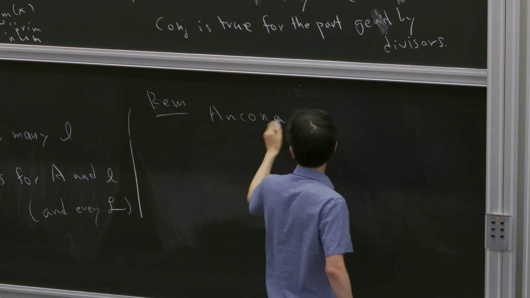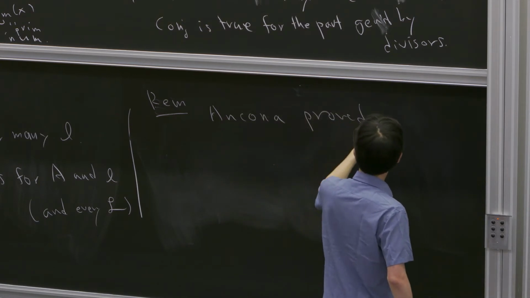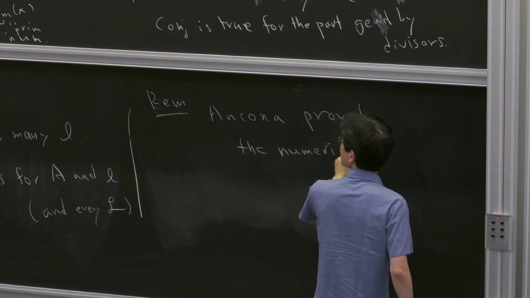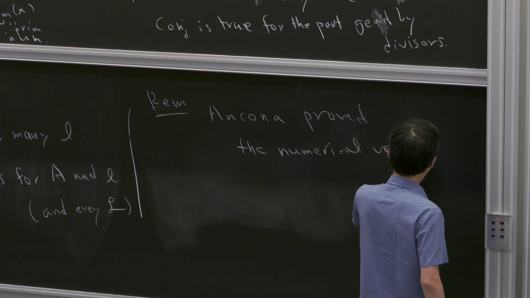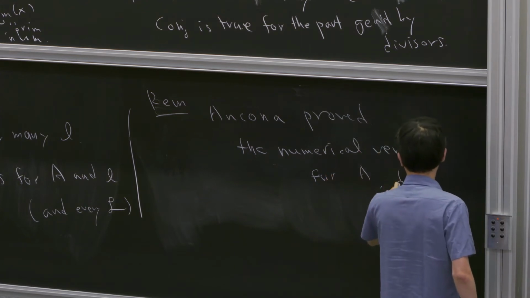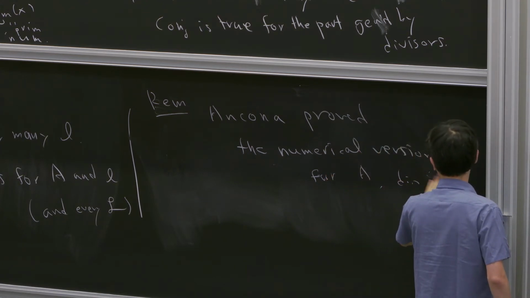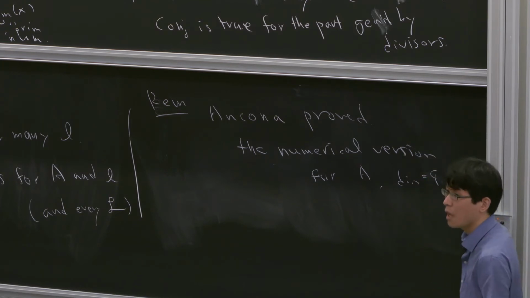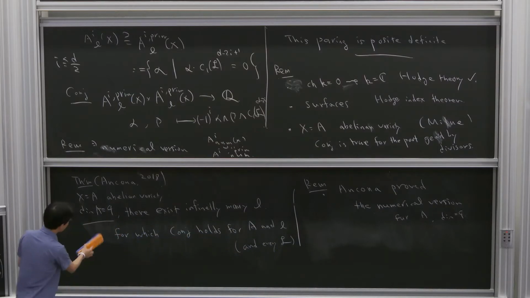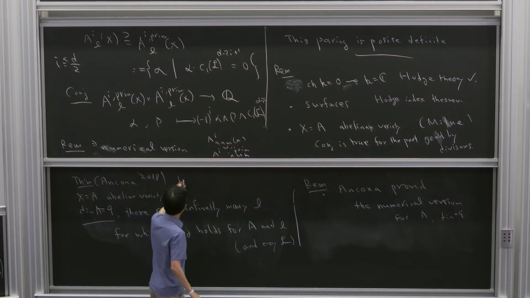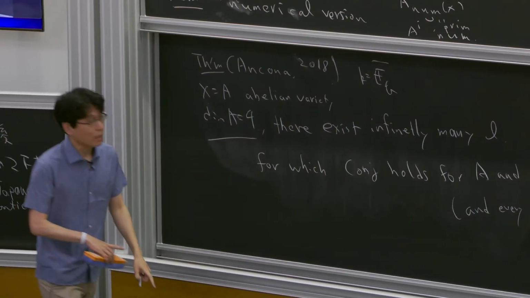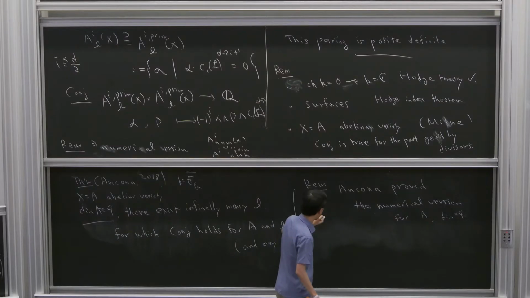So he proved the numerical version for this abelian variety of dimension 4. And, sorry, in this formulation, here should be, I think, the algebraic closure of a finite field. And in this formulation, K could be any.